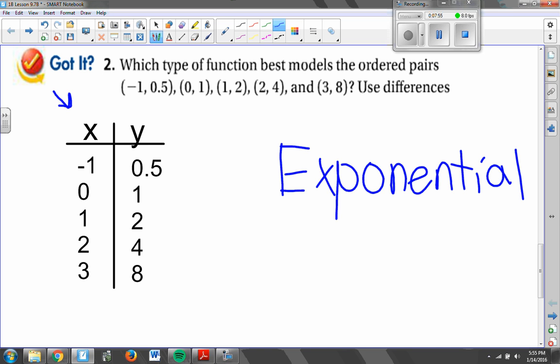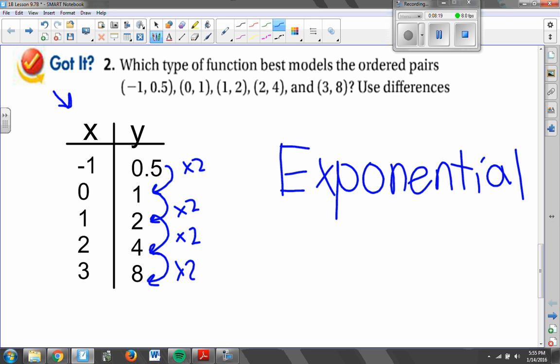This function is exponential because to change my y values, I multiply by 2, multiply by 2, multiply by 2, multiply by 2.